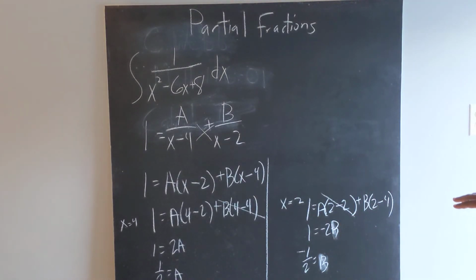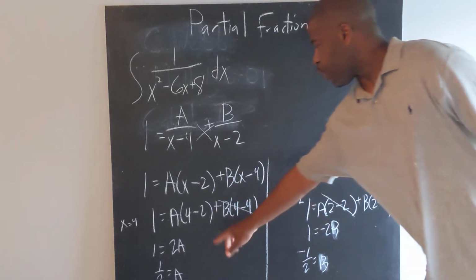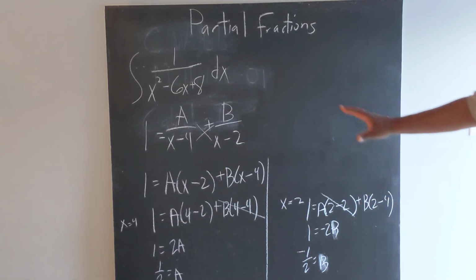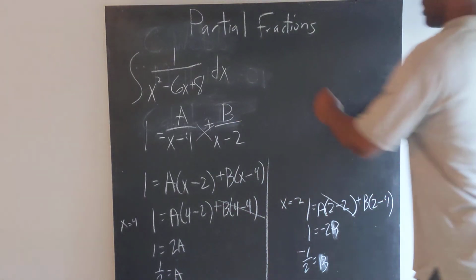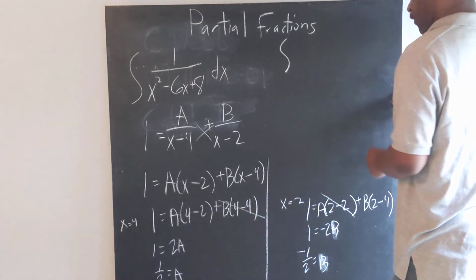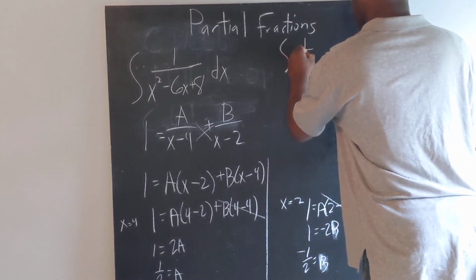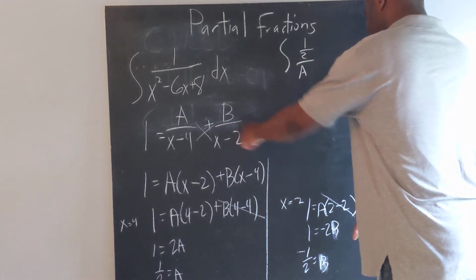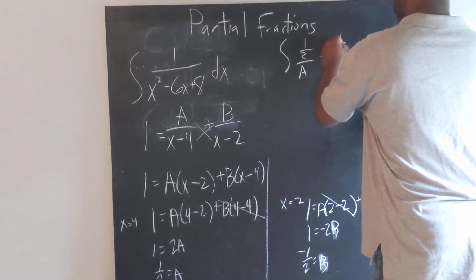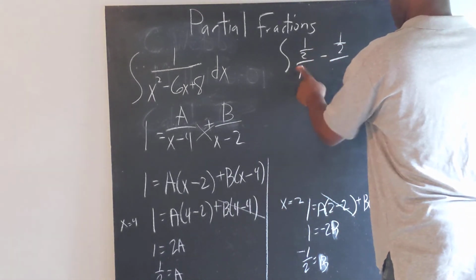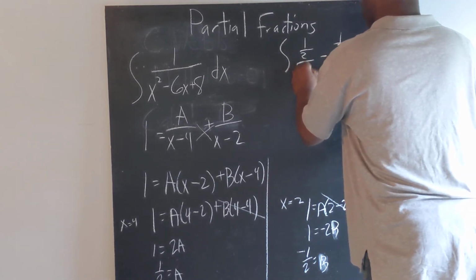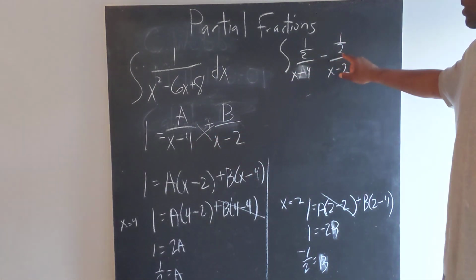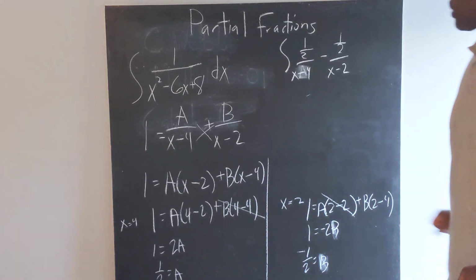Now, this problem is not finished. We have found that 1/2 is equal to a and -1/2 is equal to b. Remember, we have to put this back in. So we come back up, kind of out of order here. We're going to say 1/2 over x minus 4 plus b over x minus 2, that's -1/2 over x minus 2. So that's our a over x minus 4, and that's our b, which is -1/2 over x minus 2.